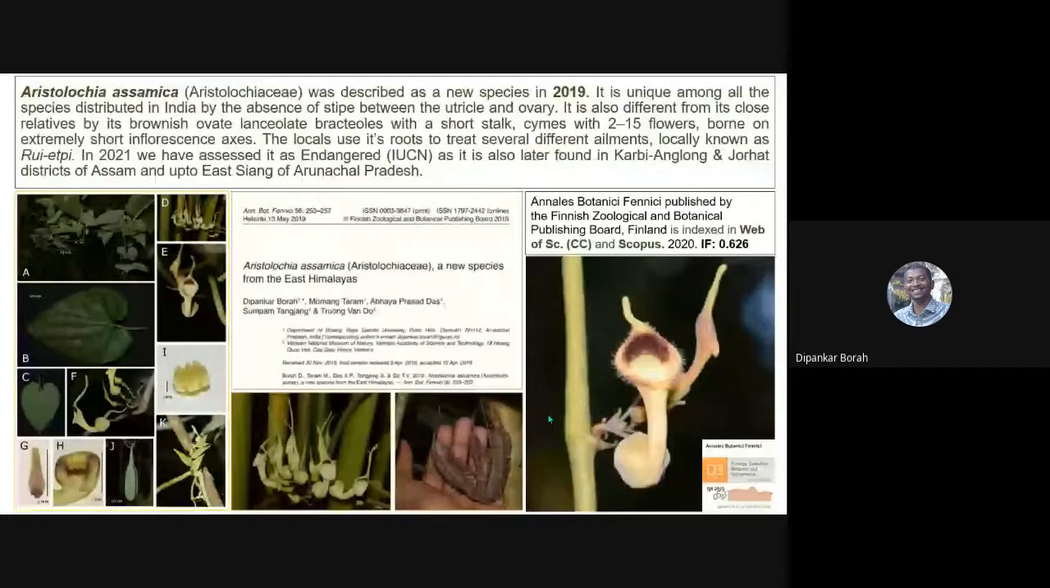The second species that was described from Behali Reserve Forest is Aristolochia assamica of the family Aristolochiaceae. The locals use its roots to treat several different ailments. In the year 2021, we assessed it as endangered, and it is later found in Karbi Anglong and Jorhat district of Assam up to East Siang of Arunachal Pradesh. The data was published in the journal Annales Botanici Fennici, published by the Finnish Zoological and Botanical Publishing Board, Finland.